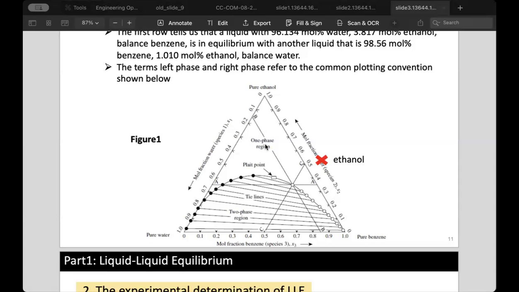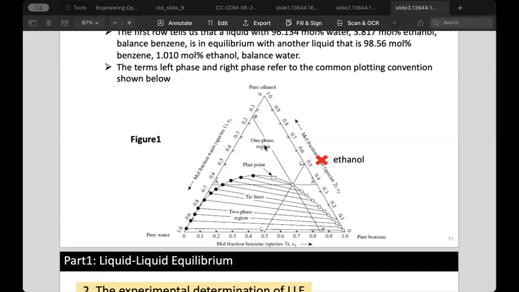As I mentioned to you, we keep increasing the ethanol. Over here at this corner is pure ethanol. That means in this region, the mixture contains a high amount of ethanol, and ethanol can dissolve benzene and also dissolve water. So it can handle all the benzene and water into a single phase. So this region is the one phase region.